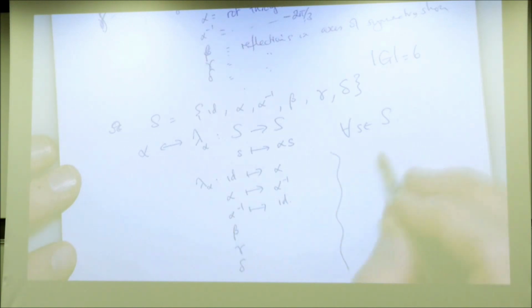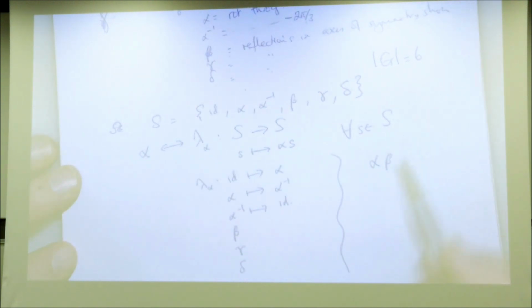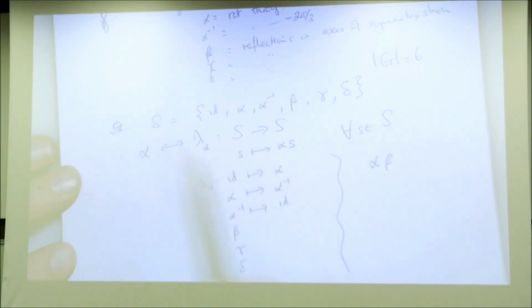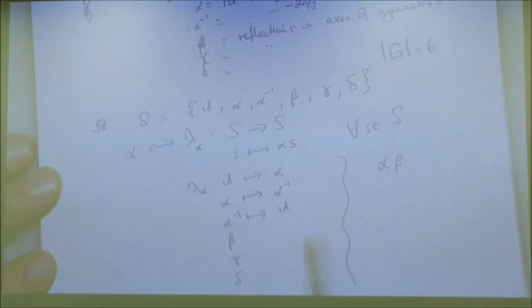Right, so now we have to do a little bit of work. So if we first do beta and then alpha, beta fixes beta and exchanges these two points. So if I first do beta and then do alpha, what will happen? Well, beta is fixed and then it goes to gamma. So beta gets sent to gamma.